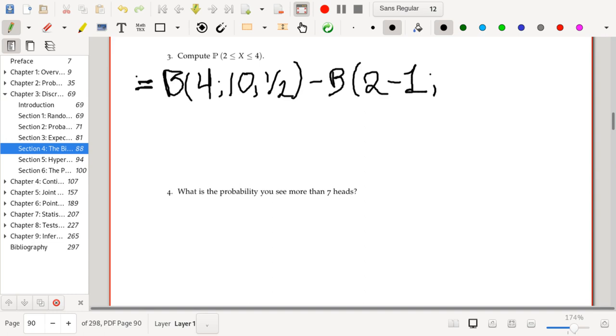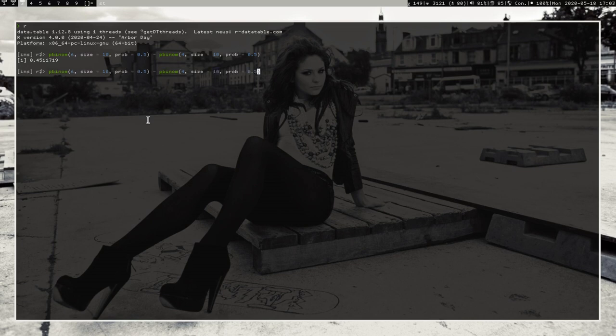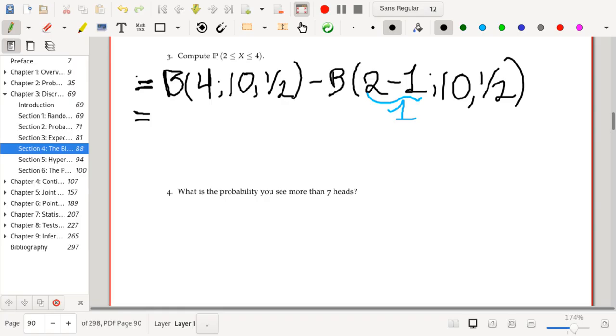Remember, we have to do the 2 minus 1 because we need to include the 2 in our region. And the only way to do that is if we do 2 minus 1. Okay, and the other parameters are 10 and 1 half. And, I mean, you guys know what 2 minus 1 is. This is equal to 1, which is going to be, well, let's compute this. So, pbinom at 1 minus pbinom, or other way around, actually. So we got 4. All right, so 0.366. So approximately equal to 0.366.